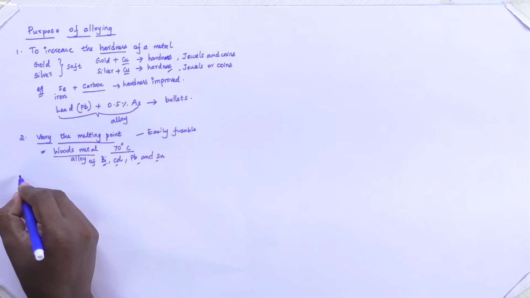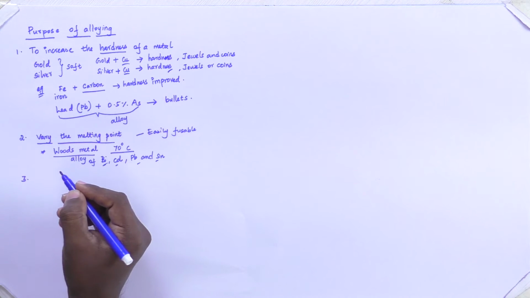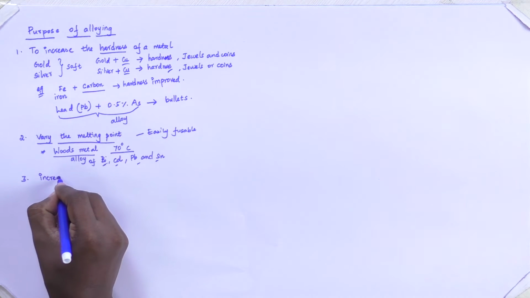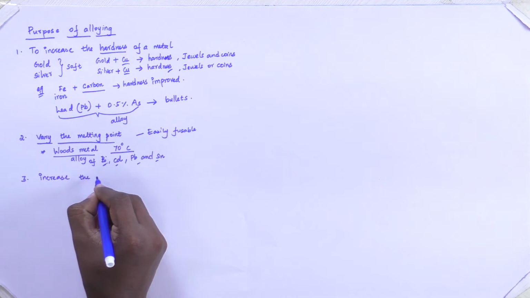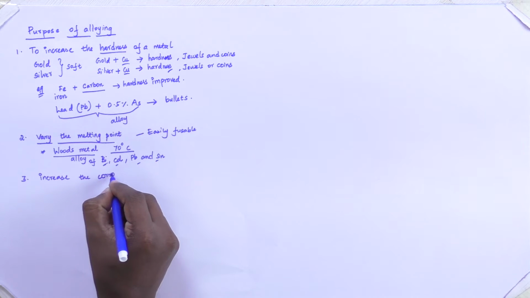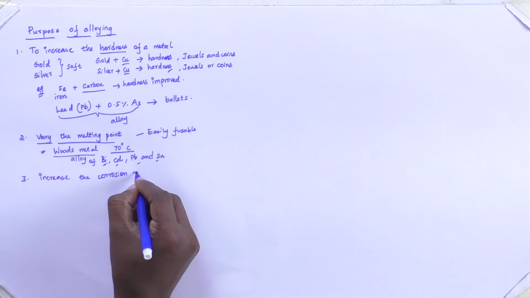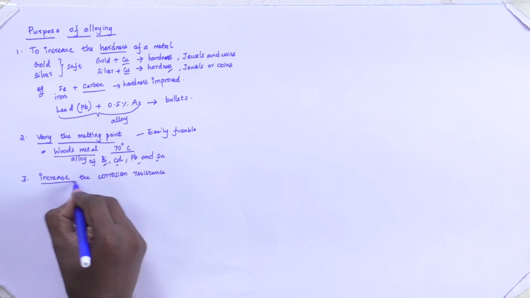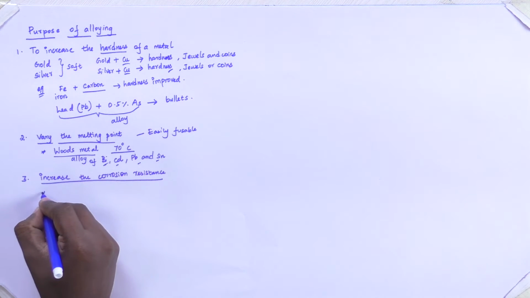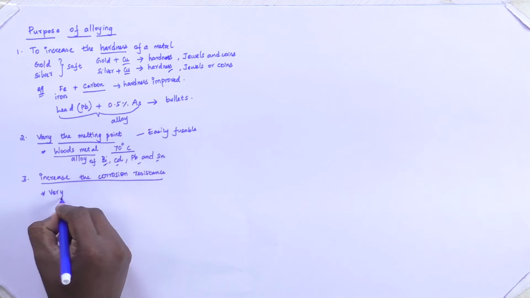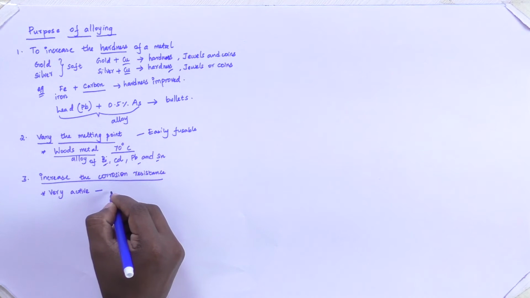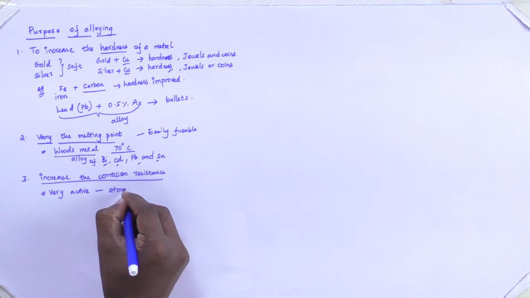The third point, the purpose of alloying can be to increase the corrosion resistance. This is a very important point, because almost most of the elements are very active and they react with the atmospheric gas.